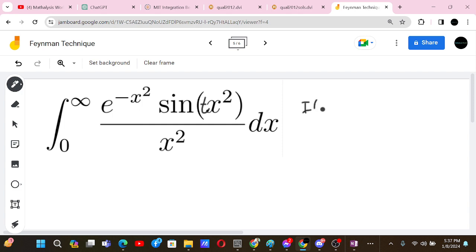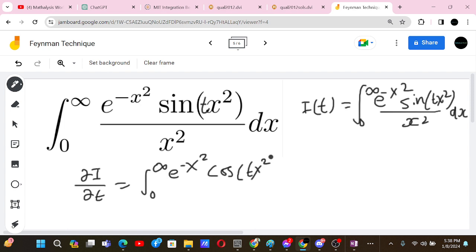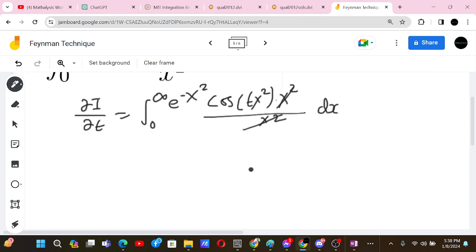So let's have I of t as the integral from 0 to infinity of e to the power minus x square, sine of t x square, by x square, dx. Now if we differentiate with respect to t, we will have the integral from 0 to infinity of e to the power minus x square, cos of t x square, times x square by x square, and x square will just cancel out, and that will be a lot easier.